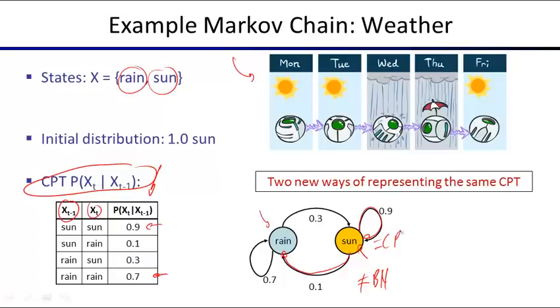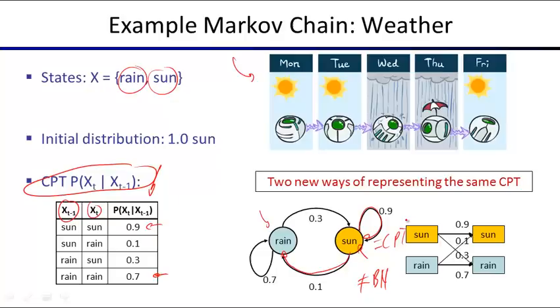Another way to represent the same conditional probability table is this way here. It's essentially the same as what we already had, but unrolled over time. You have time t minus 1 here, time t here. You have the same transitions as we had over here, just rolled out. Okay? Again, not a BayesNet, just a different way of writing out a conditional probability table.